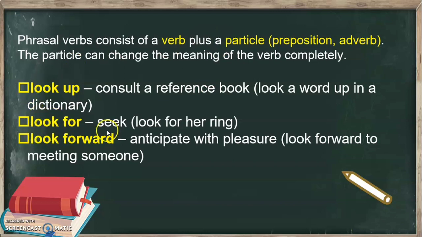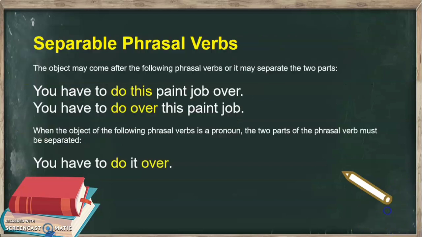Look for, seek somebody. Look forward to, anticipate something with excitement. I look forward to meeting you soon. I look forward to talking to you soon. So it's not the literal meaning, just to see, for the word look, right? So our particles up, for, and forward change the meaning of our verb. When you see phrasal verbs, it's really hard to tell the meaning just by looking at the literal meaning of the verb.